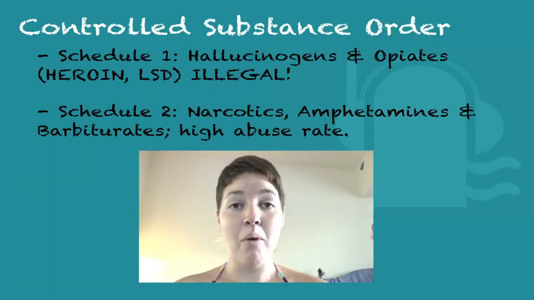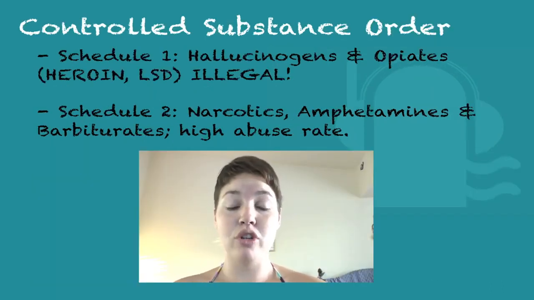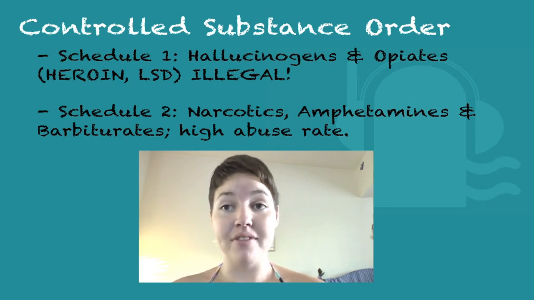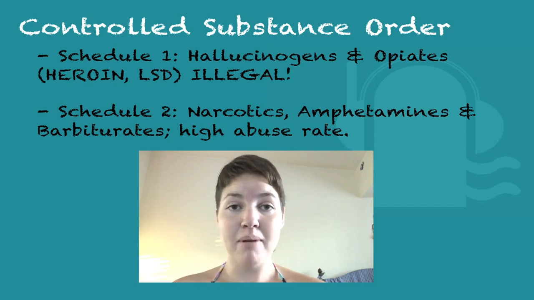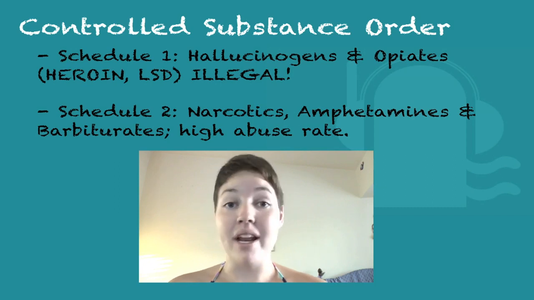Now guys, lastly, I want to talk a little bit about the controlled substance order. These are a list of 5 different schedules where some drugs have been documented according to their abuse risk. So for example, schedule number 1 are completely illegal drugs. This is like heroin, LSD, they're hallucinogens and opiates, and they're not prescribed by doctors or anybody. So that makes them completely illegal.